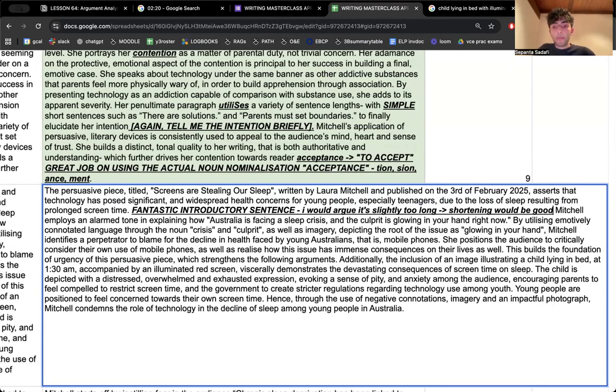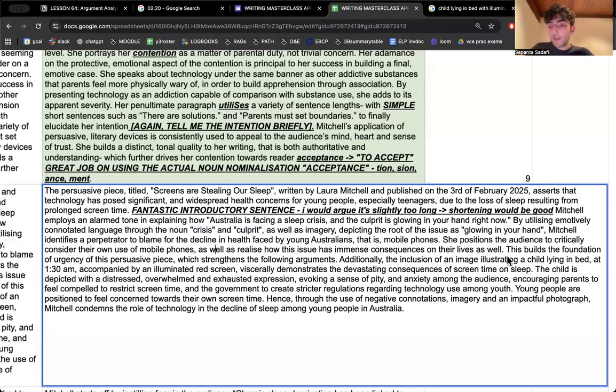Shortening would be good. Mitchell employs an alarm tone in explaining how Australia is facing a sleep crisis and the culprit is glowing in your hand right now. By utilizing emotively connotated language through the noun crisis and culprit, as well as imagery depicting the root of the issue as glowing in your hand, beautiful. Mitchell identifies a perpetrator to blame for the decline in health faced by young Australians. That is mobile phones. Beautiful, beautiful, beautiful.